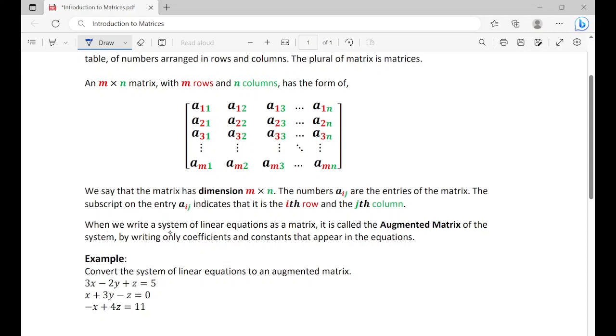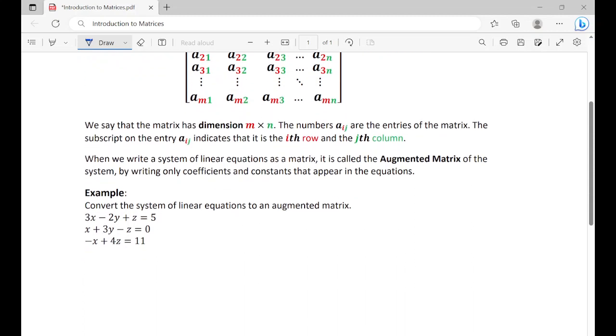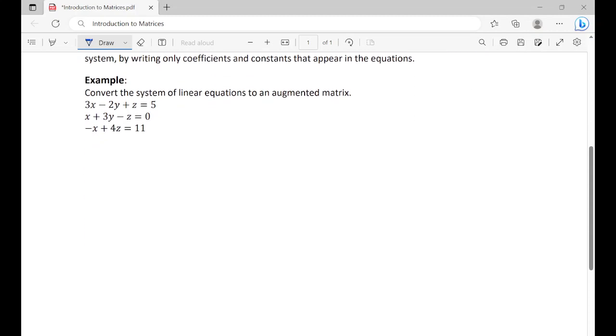So, when we write a system of linear equations as a matrix, it is called the augmented matrix of the system, written by using only the coefficients and the constants that appear in the equations. So, how does that work? Let's take an example here.